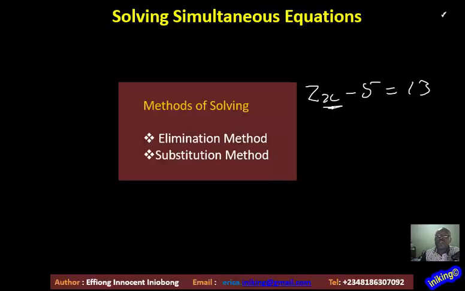In a simultaneous equation, we have more than one unknown. You have more than one variable that you need to find. If you have two unknowns, you need no less than two equations. If you have three unknowns, you need three equations. Our focus will be on solving simultaneous equations involving just two unknowns. Basically, we make use of two methods: the elimination method and the substitution method.